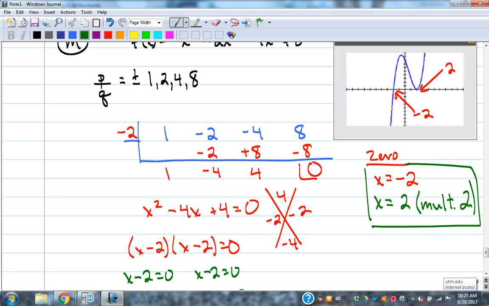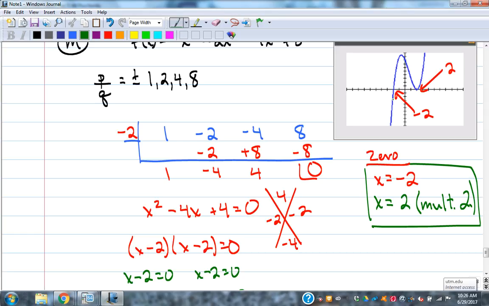Like in the example we had, -1 happening 3 times. That's an odd multiplicity. It goes through the x-axis. Technically, -2 has an odd multiplicity. It's a multiplicity of 1. It only happens once, but it goes through the x-axis in the graph. If it's an even multiplicity, it's going to bounce off the x-axis.